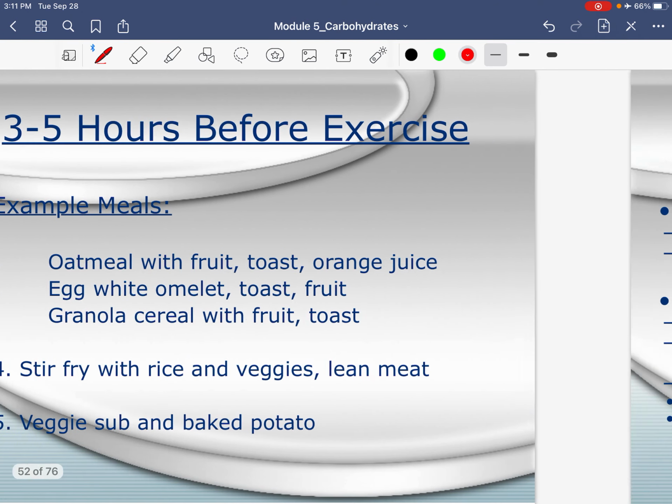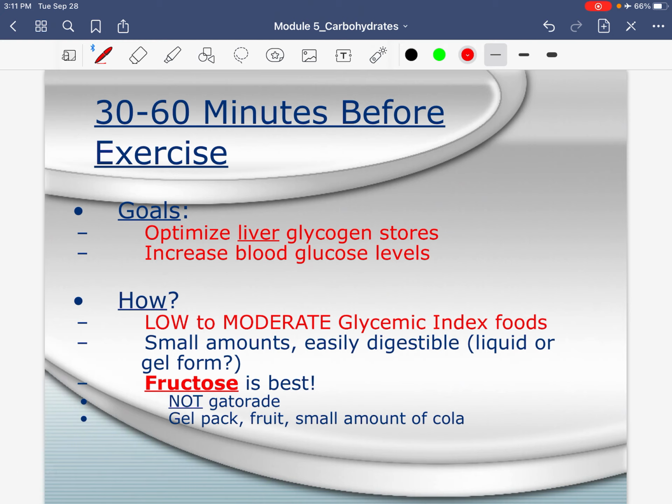So that was 3 to 5 hours before exercise. What about 30 to 60 minutes before exercise? Now, we're not talking about right before exercise, but 30 to 60 minutes. The goal here, half an hour to an hour before exercise, is to optimize our liver glycogen stores. Because we're getting closer to the event, we can inch up a little bit to maybe moderate glycemic index foods, small amounts. But here, we don't want to do Gatorade. We don't want to do the monosaccharide Gatorade yet. Fructose is a great thing. They've done studies, right? Fructose.